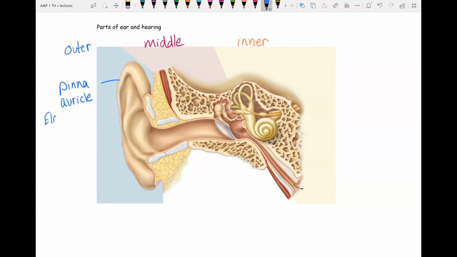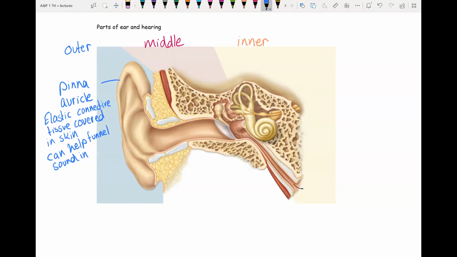This is elastic connective tissue covered in skin. This is the part that you see on the outside of your head. In humans, it doesn't really serve much function. To some degree, it can help funnel sound in, but that's kind of minimal. It's not funneling a whole lot of sound in.